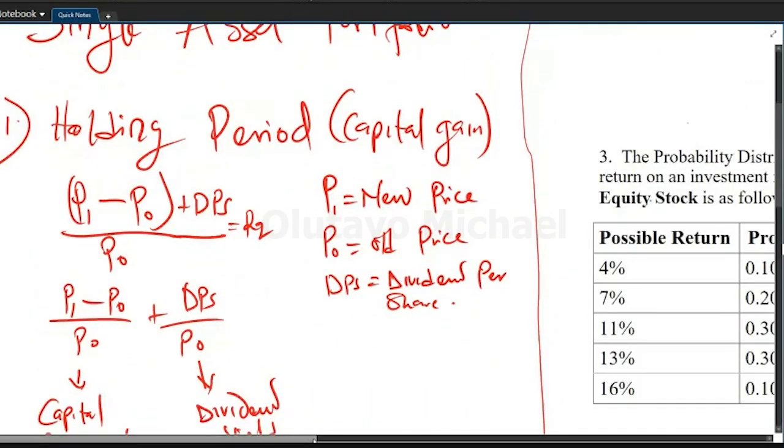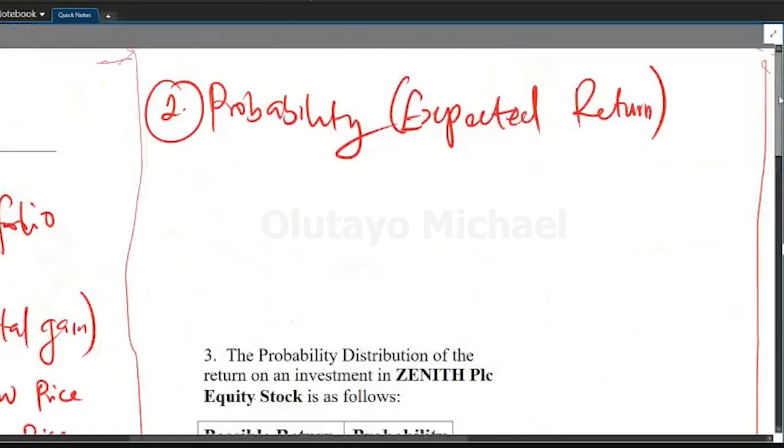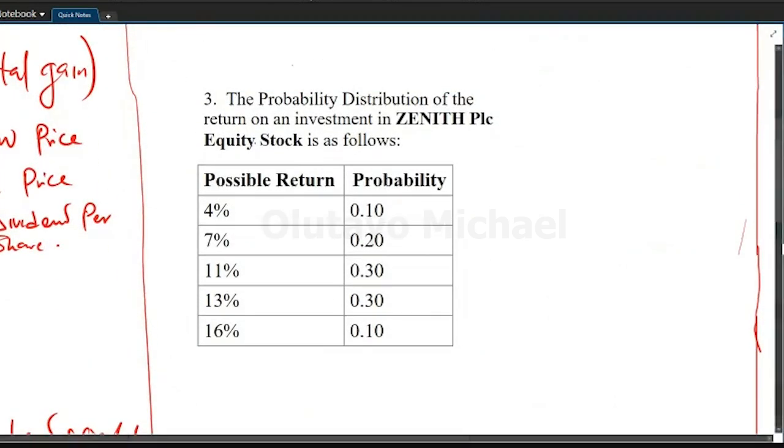So the next one, we want to use another technique, which is probability technique. So we call this expected return. Expected return involves return on A times the probability of A, plus return of B times the probability of B, so on, plus return of N times the probability of N. So how does this go? Let us check and find out.